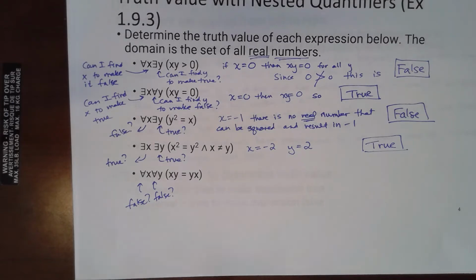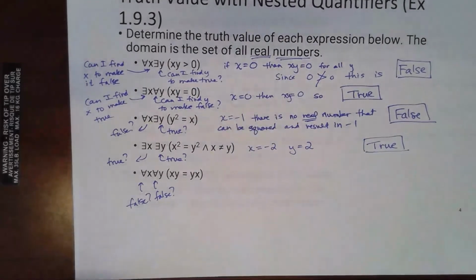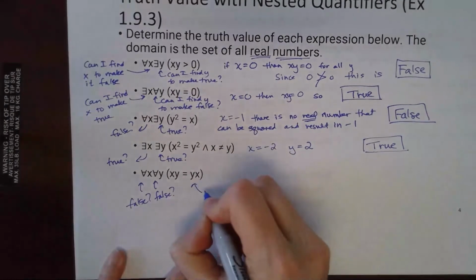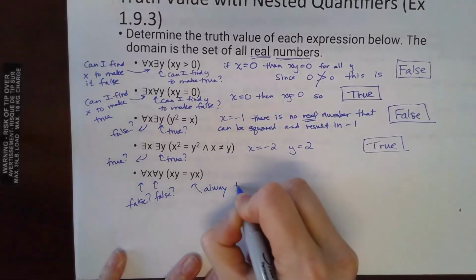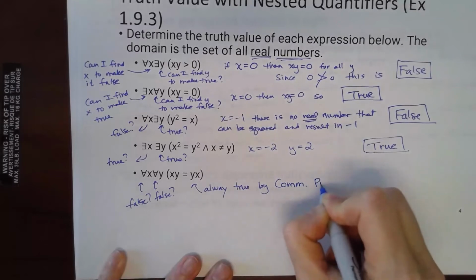No, you can't, because this is an example of what law? The commutative property of multiplication, which we know is true for all real numbers. So there's no possible way, otherwise you would have disproved the commutative property of multiplication, and you can't do this. This is always true by the commutative property of multiplication.